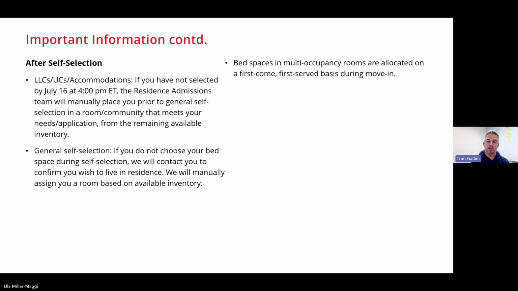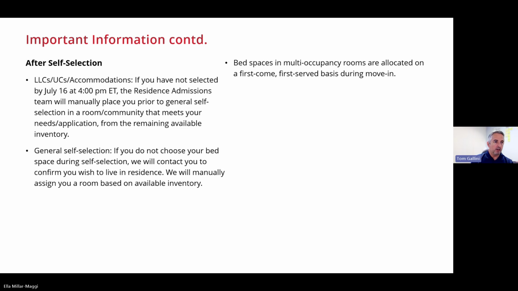And just a note about multi-occupancy rooms, so loft doubles, doubles, triples, quads. You are going to be selecting a bed space in a room, and the bed spaces are essentially where you'll choose the bed when you move in. You don't do that during the self-selection process.